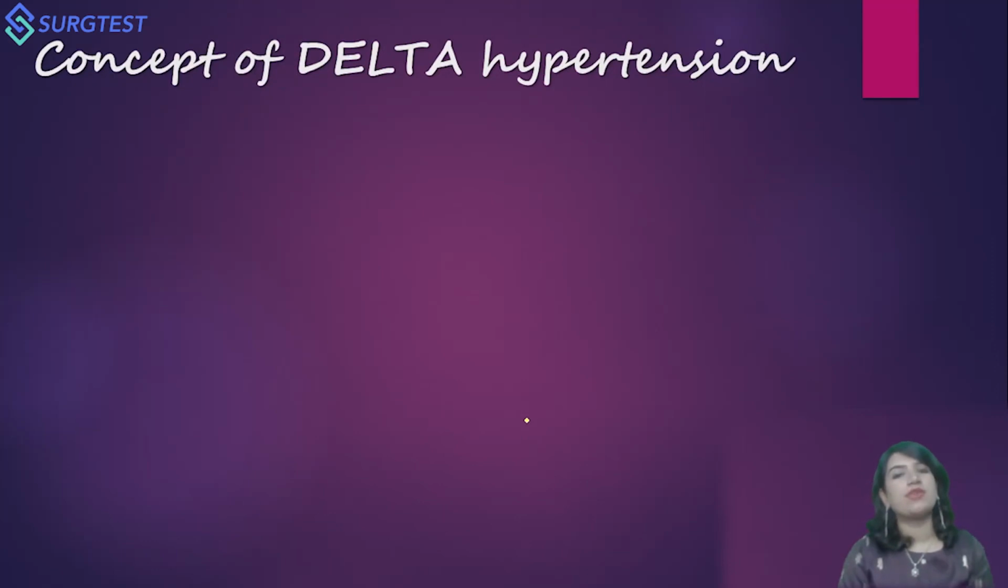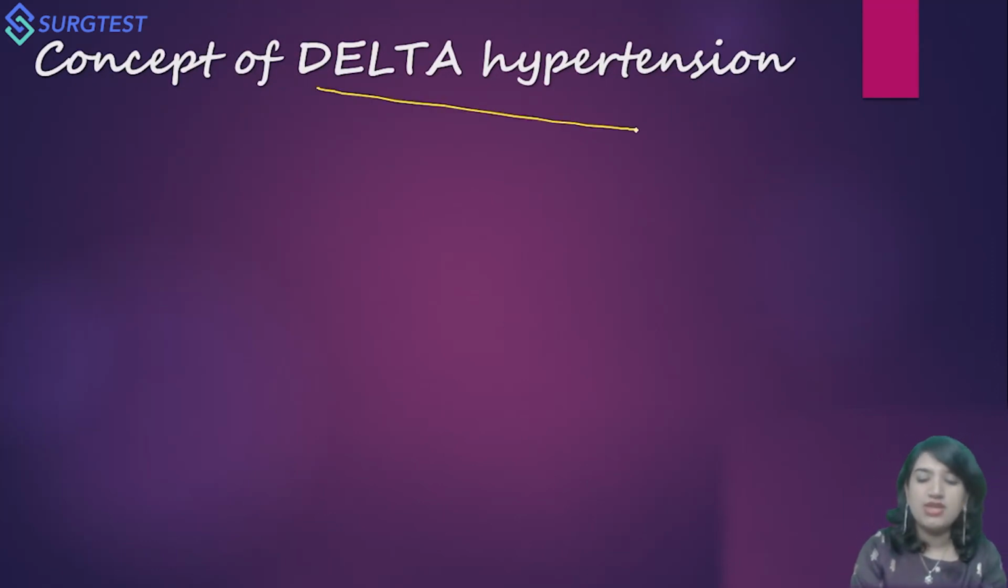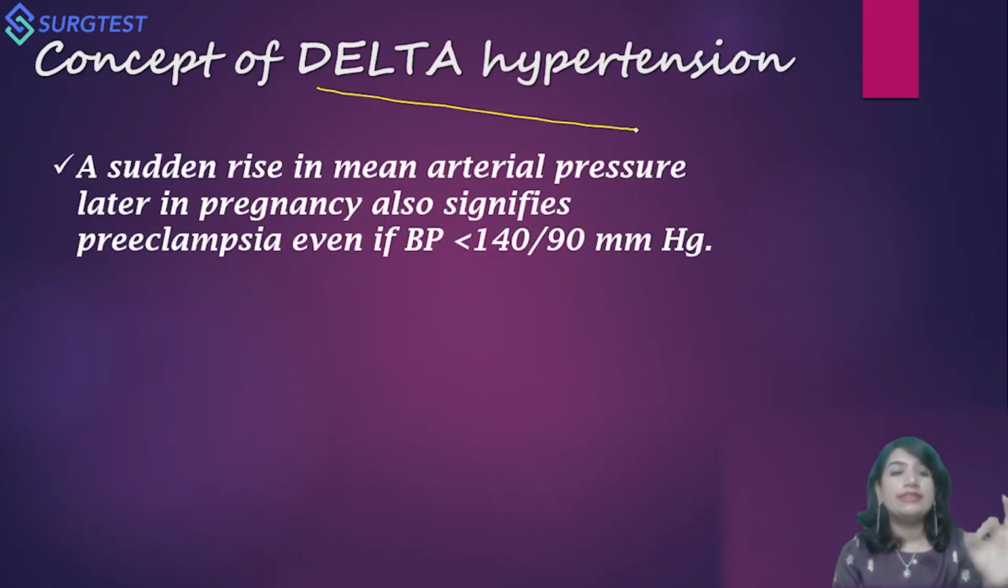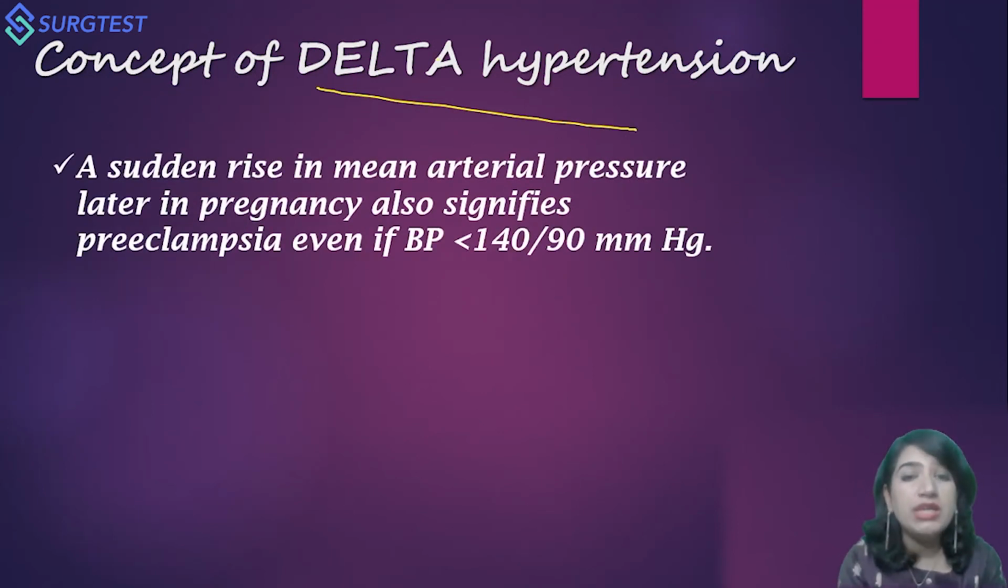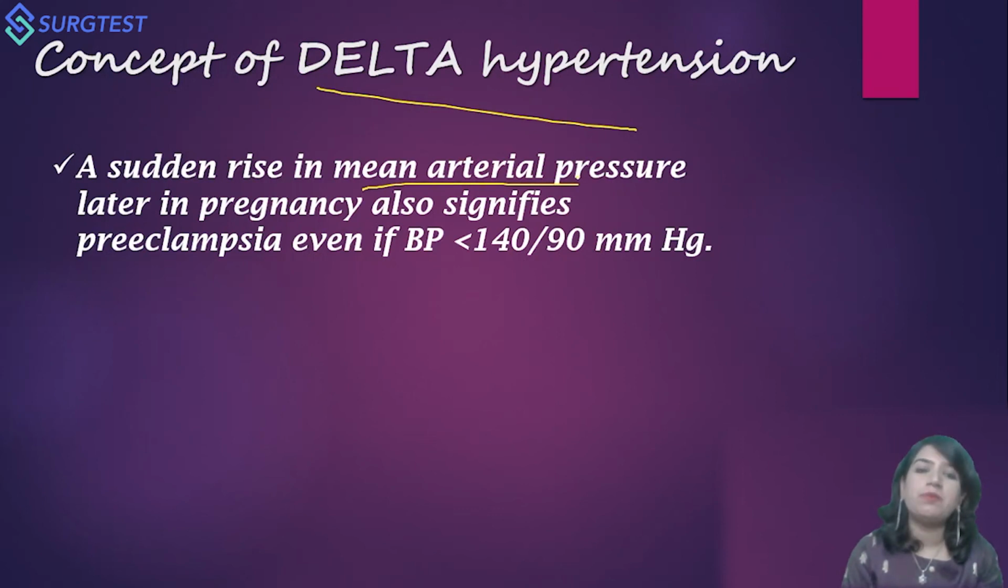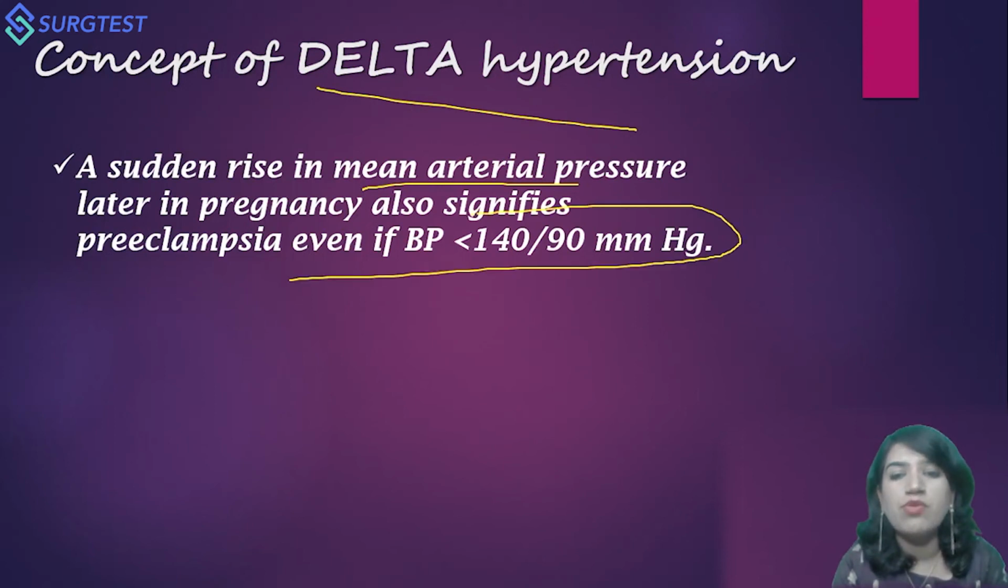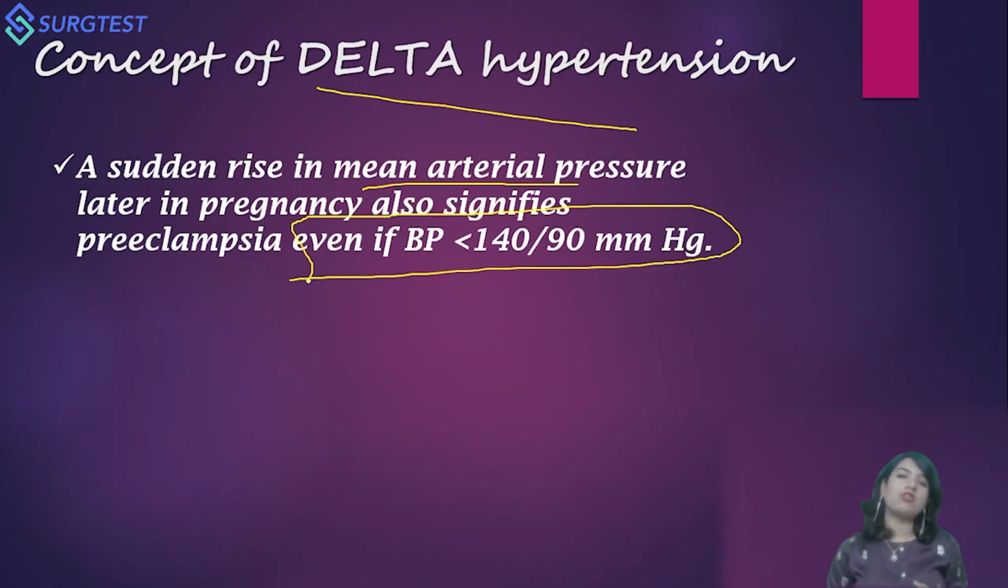Now when you read Williams Obstetrics, there is a concept of delta hypertension. So what is delta hypertension? Delta hypertension is a sudden rise in the mean arterial pressure later in pregnancy. It also signifies preeclampsia even if the BP is less than 140/90 mmHg. So all this while I've been telling you that the cutoff is 140/90, for systolic and diastolic respectively. But if the woman has a BP of say 128/86, it is well beneath the cutoff. But the baseline was say 90/60, and there is a sudden shoot up of the mean arterial pressure.